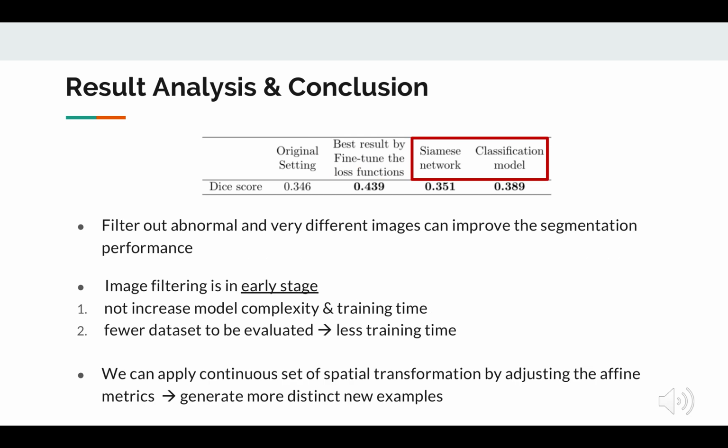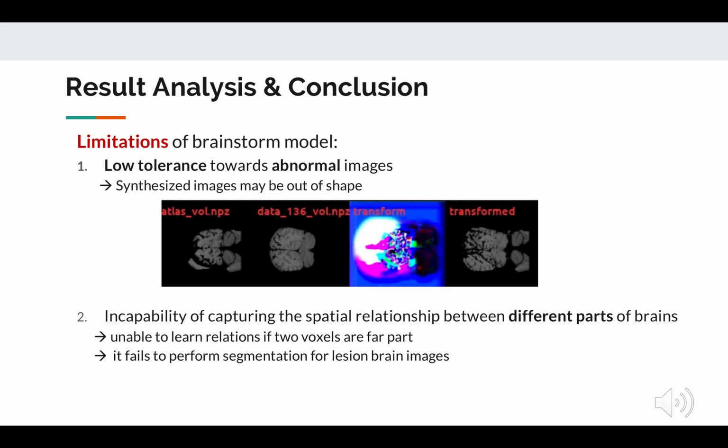The experimental result shows that if unlabeled images are too abnormal or too different from the fixed atlas, they negatively affect the segmentation performance. So, filtering out abnormal and very different images can improve the segmentation performance. Another benefit of performing image filtering at an early stage is that it will not increase model complexity and training time. Moreover, after image filtering, fewer datasets will be evaluated, and this will decrease the training time. Our experiment also shows that applying a continuous set of spatial transformations by adjusting the affine matrix can generate more distinct new examples. We also learned the limitations of the Brainstorm model from our experiment.